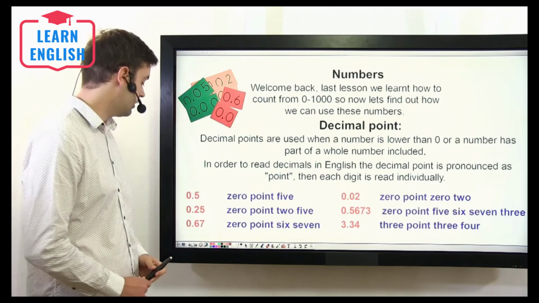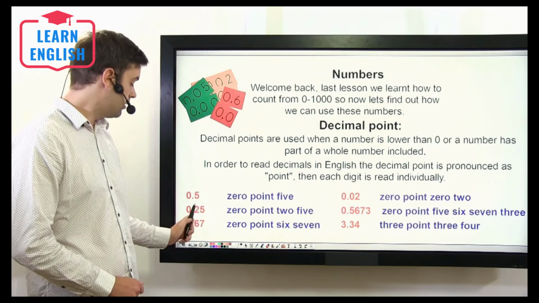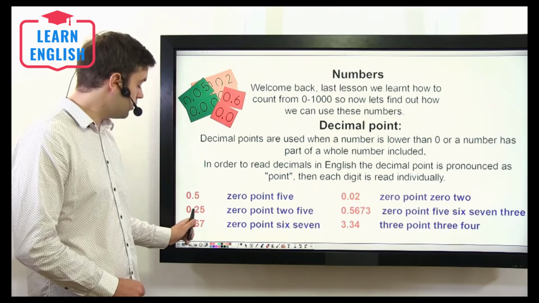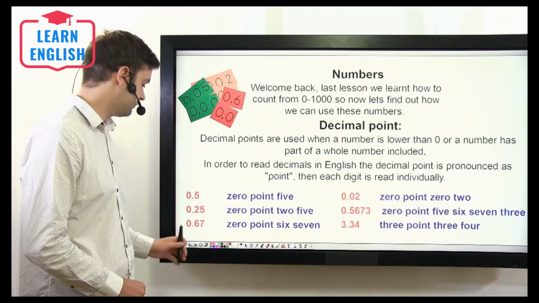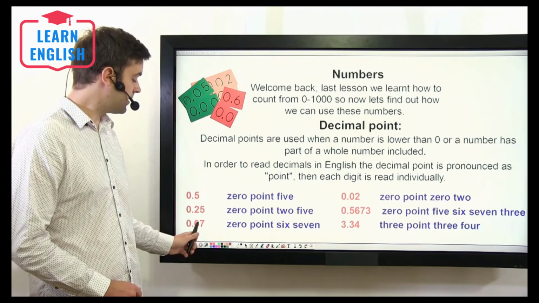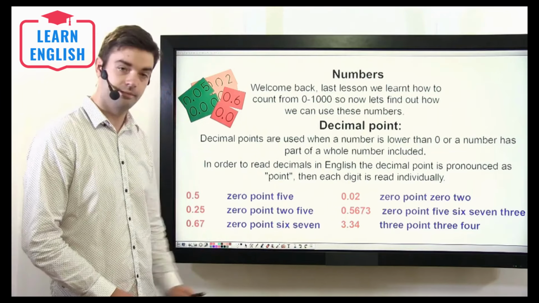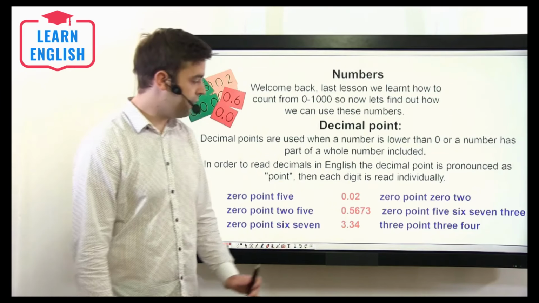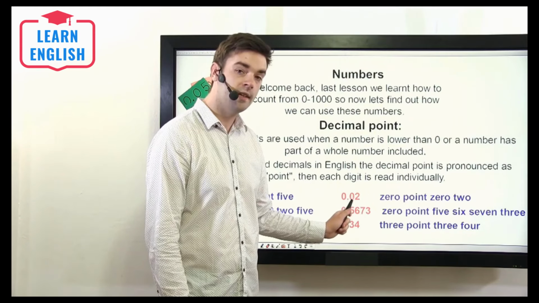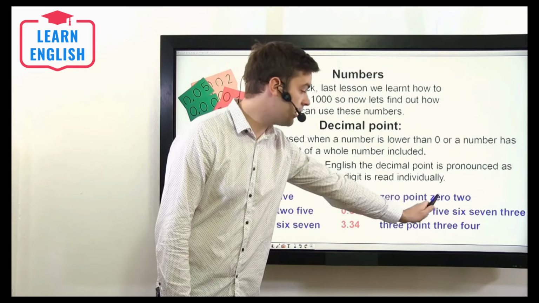0.5. Here we have 0.25. 0.25. Here we have 0.67. 0.67. Over here we have 0.02. 0.02.